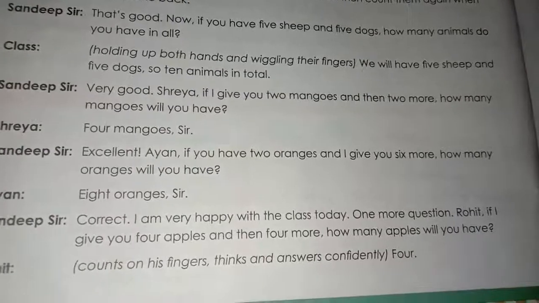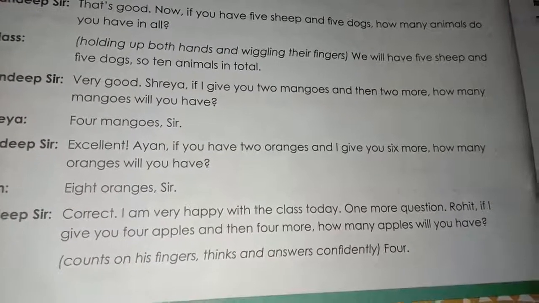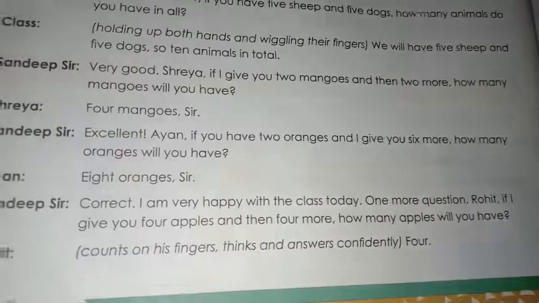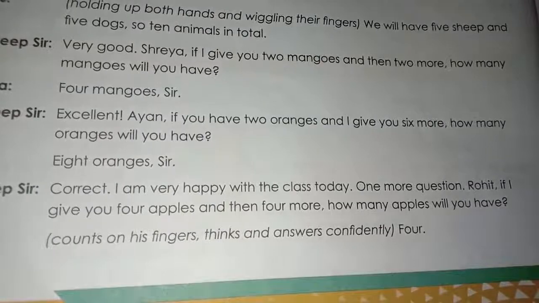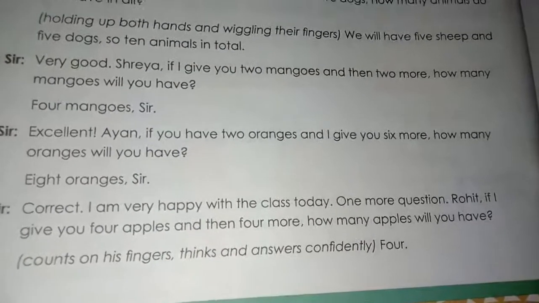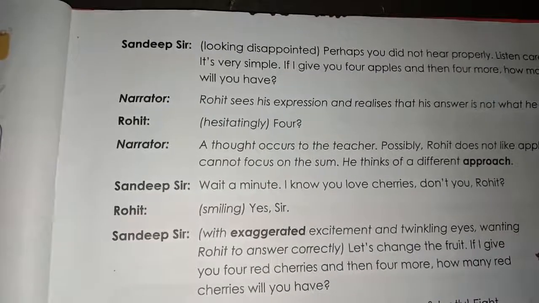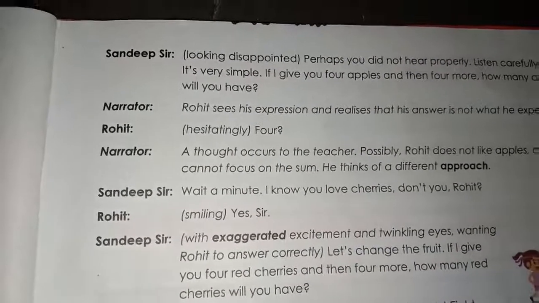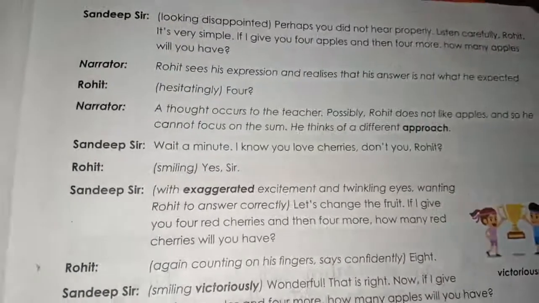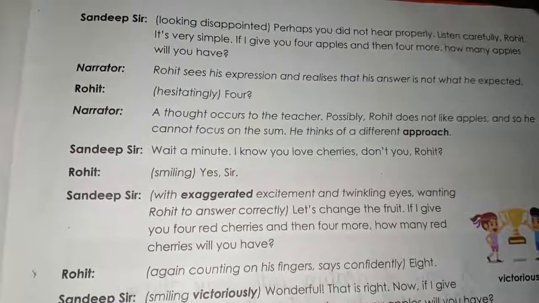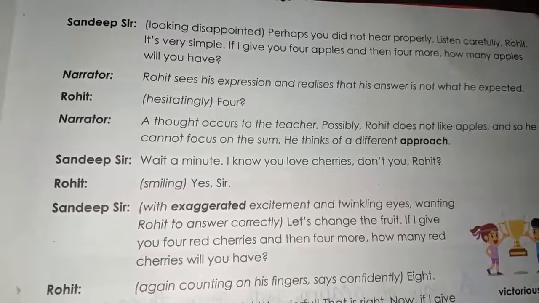One more question. Rohit, if I give you 4 apples and then 4 more, how many apples will you have? Rohit counts on his fingers, thinks and answers confidently, 4. Next page, children. Sandeep sir, looking disappointed. Perhaps you did not hear properly. Listen carefully. Rohit, it's very simple. If I give you 4 apples and 4 more, how many apples will you have?